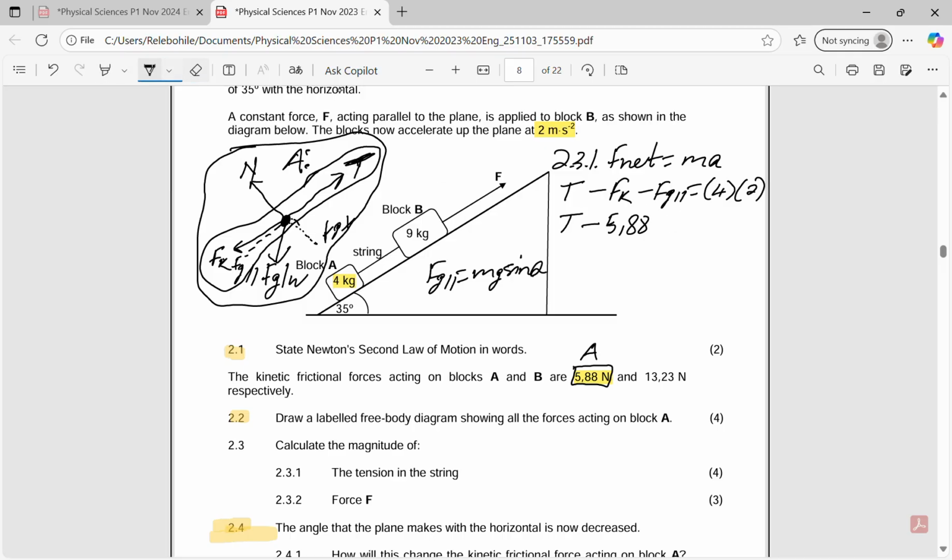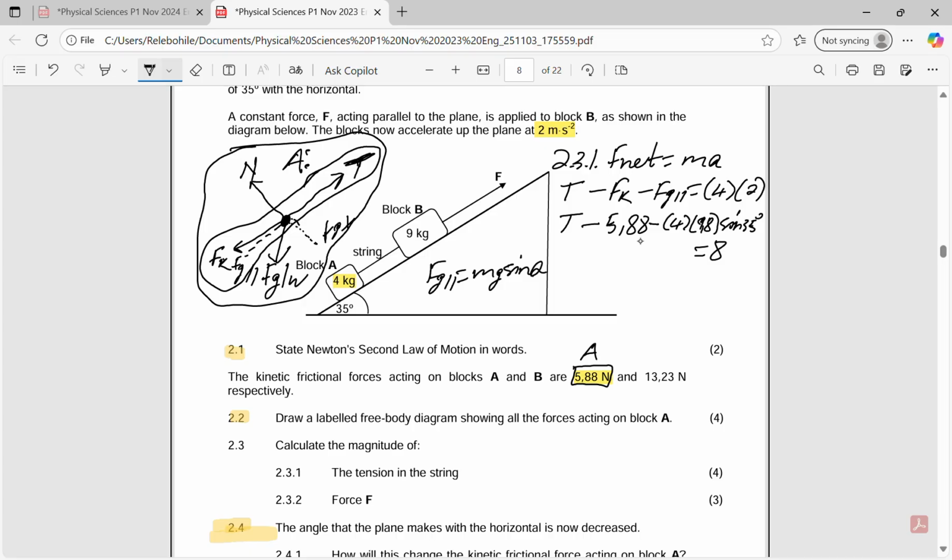Okay, let me put my minus there, and then FG. Remember we said it's going to be mg sine theta, so that's m, which is the mass, that is 4. Then 9.8 is my g. Then I will have sine 35 degrees. All of this will be equal to what? 4 times 2, which is equal to 8.